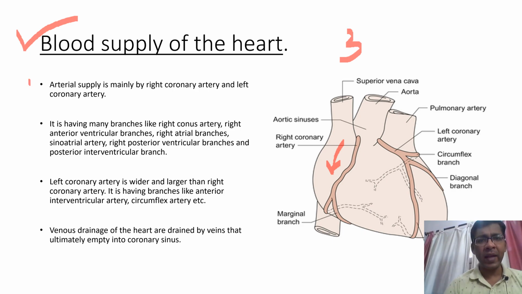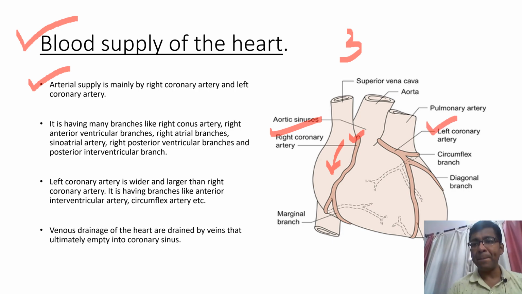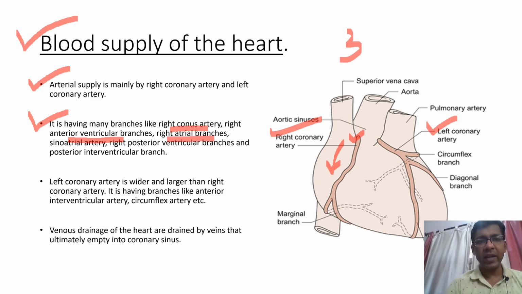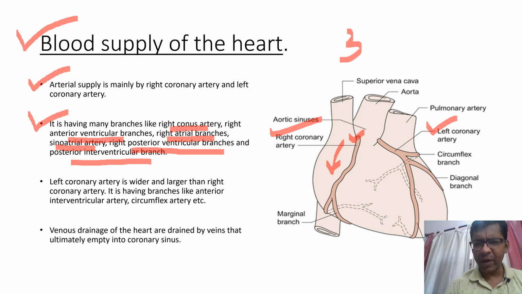Its arterial supply is made by the right coronary artery and left coronary artery. So this is the right coronary artery and this is the left coronary artery. They are the major arterial supply, that is oxygenated blood comes via them to the heart tissue. The right coronary artery has many branches, like the right conus artery, right anterior ventricular branches, right atrial branches, sinoatrial artery, right posterior ventricular branches and posterior interventricular branch. These are for theoretical purposes.